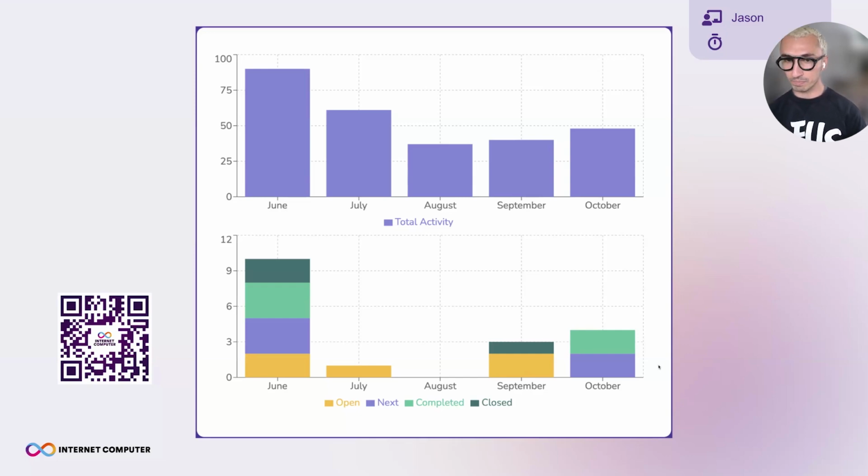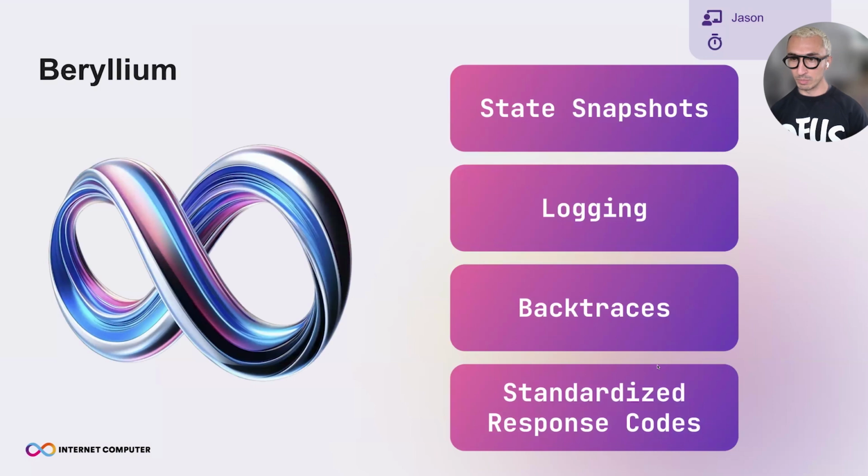Next slide, please. So next, I'd like to talk about the upcoming Beryllium milestone. I've talked about this before, but now we're very close to Beryllium launching officially. This milestone includes 4 features that aim to improve DevOps on the IC. And I'll summarize each of those here for you.